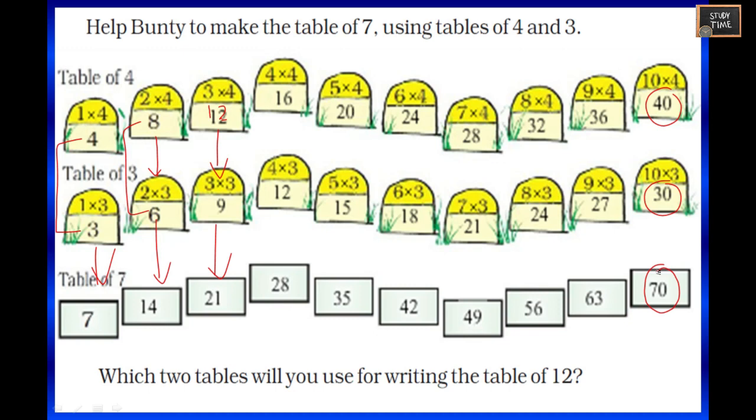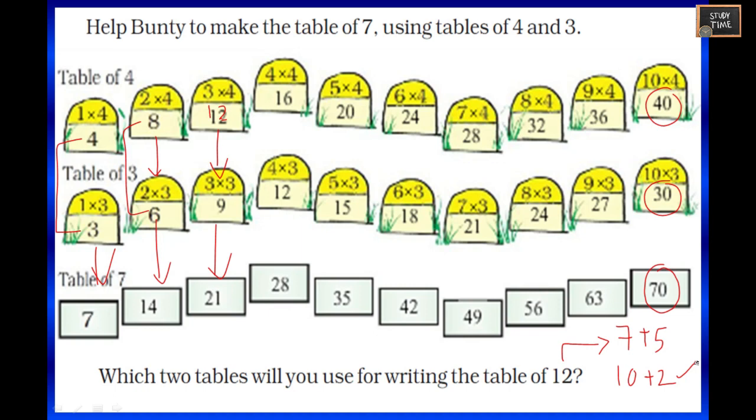Which two tables will you use for writing the table of 12? So which two numbers? By adding, you will be getting 12. So either you can make 7 plus 5 or 10 plus 2. These are the easiest methods. First we'll try with this, which is easy.